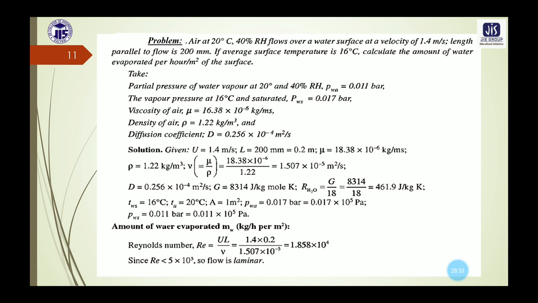Let us discuss the next numerical. It is given that air at 20 degrees centigrade and 40% RH flows over a water surface at a velocity of 1.4 meter per second. Length parallel to flow is 200 millimeter. If the average surface temperature is 16 degrees centigrade, then calculate the amount of water evaporated per hour per meter square of the surface.